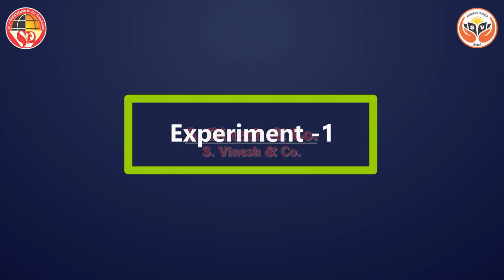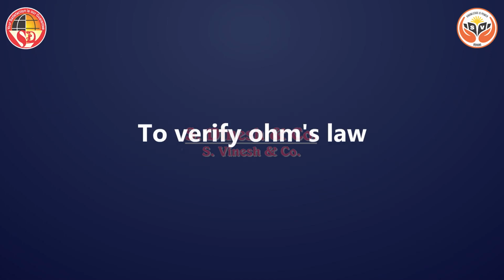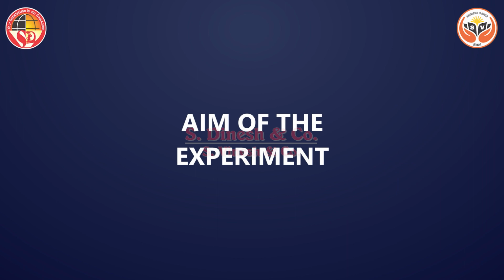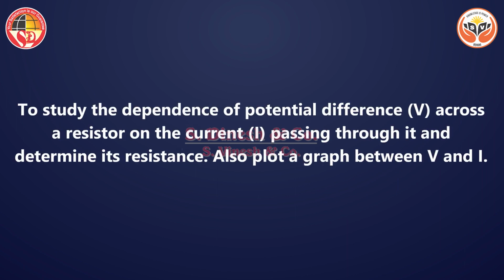Experiment 1. To verify Ohm's law. Aim of the experiment. To study the dependence of potential difference, V, across a resistor on the current, I, passing through it and determine its resistance. Also plot a graph between V and I.